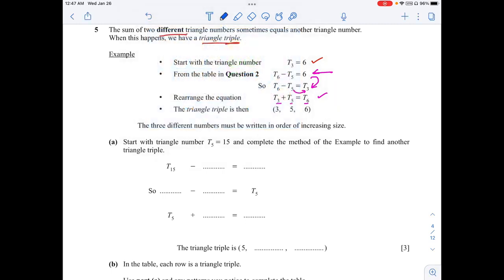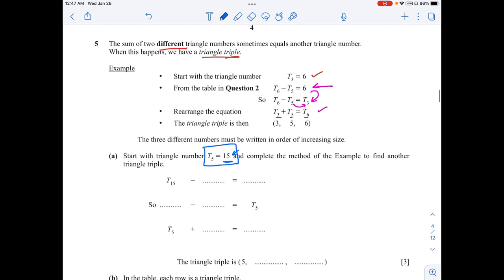Now he has given for us to do an example. Start with a triangle number T5 equal to 15 and complete the method of example to find another triangle triple. So T5 is equal to 15. We know the fifth term is going to be 15. So now I want to take 15. According to that formula, what was that? Tn minus Tn minus 1 is equal to n. If n is 15, this has to be T15 minus T15 minus 1, which is T14.